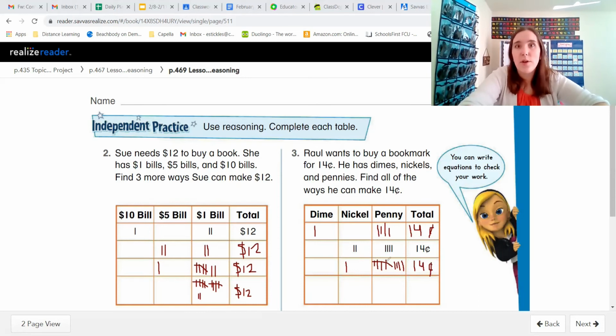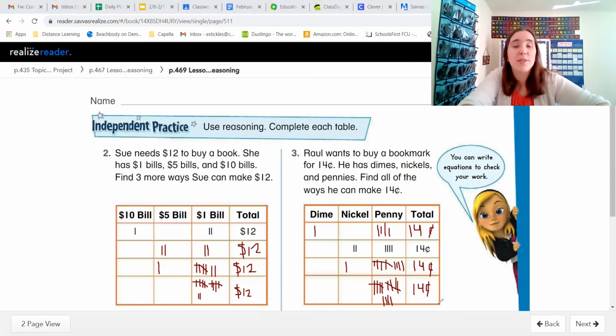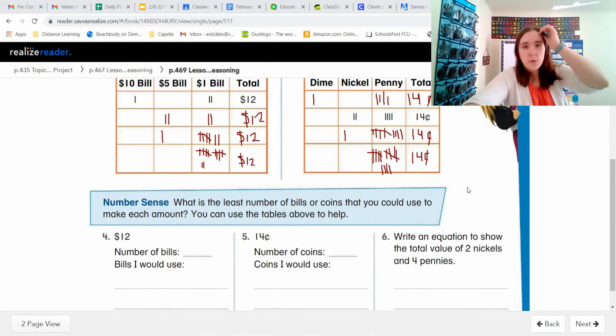Okay, now I'm going to try it with no nickels, which means I need 14 pennies. So 1, 2, 3, 4, 5, 6, 7, 8, 9, 10, 11, 12, 13, 14. 14 pennies is the same as 14 cents. Those are our 4 ways that Raul can use his dimes, nickels, and pennies to buy his bookmark. Let's go down and do number 4 together. Okay, we're going to do number 4 together.